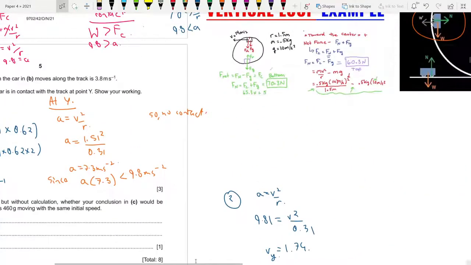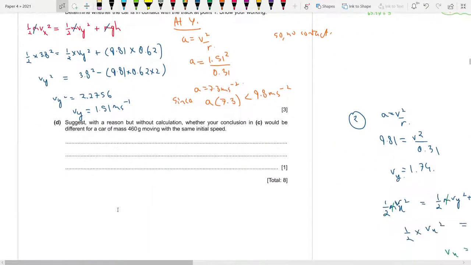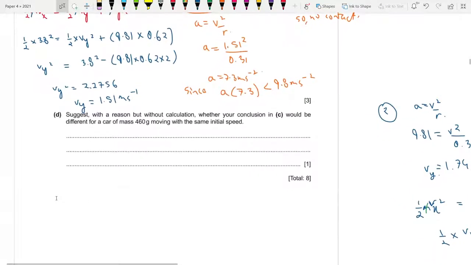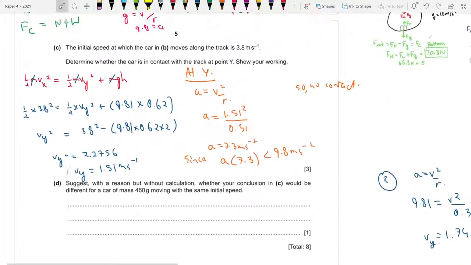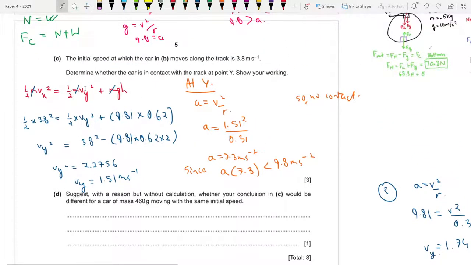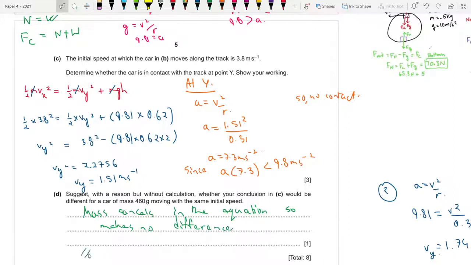Okay, really important. Next, suggest with a reason but without calculation whether your conclusion C would be different for a car of mass 460 grams. Thing is, as you can recall, I cut all the m's. So actually mass cancels. Get it? Mass cancels in the equation. So it actually makes no difference. Remember that.